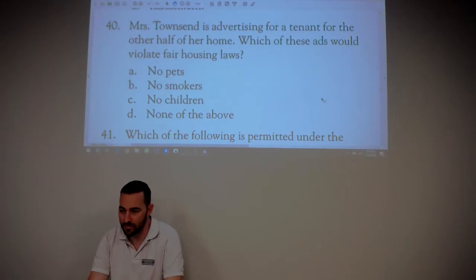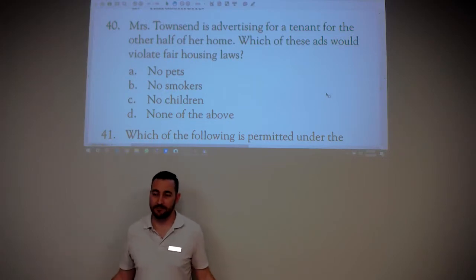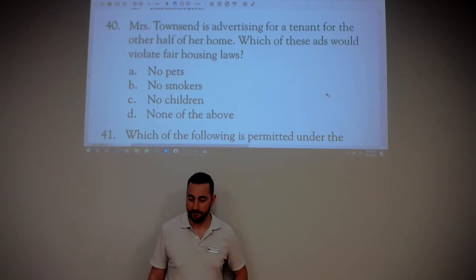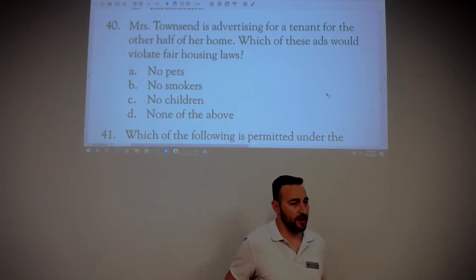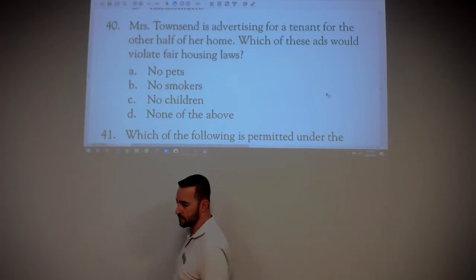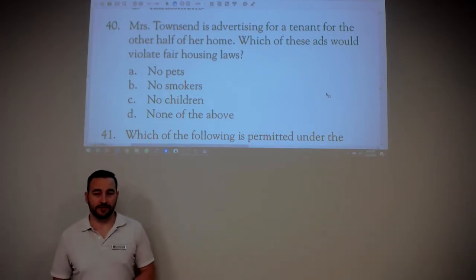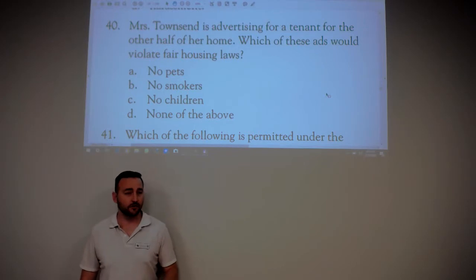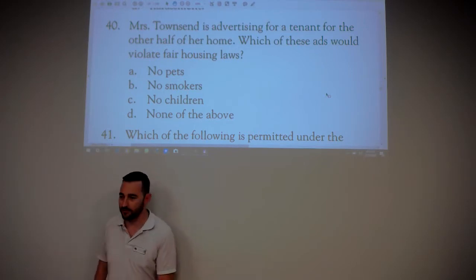A, D. B. D. D. She lives in the house, so she's entitled to. Does it say she lives in the house? No. The other half of her home. Home doesn't mean house. It doesn't say she lives there. She's allowed to, I have one half of my home already rented. It still doesn't say owner occupant. I could own a home and rent half of the home, and then I'm trying to rent the other half.